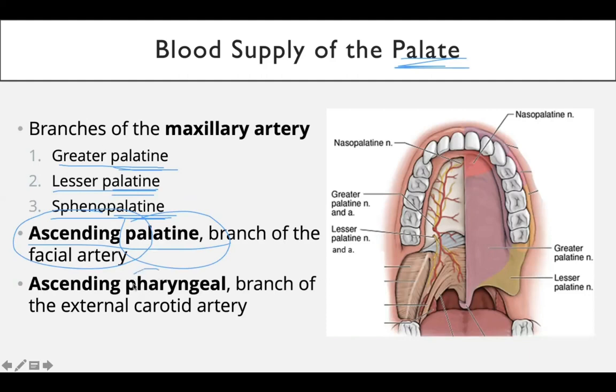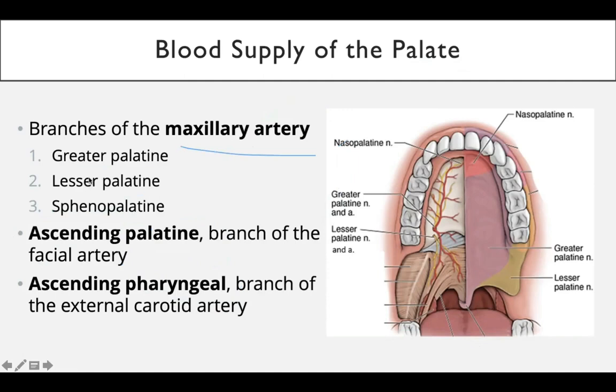And there is the pharyngeal. If here is the pharynx and here is the palate, and we need to ascend towards the palate, then there is also the ascending pharyngeal. That's how we remember. So from the maxillary artery, there is greater palatine, lesser palatine, and sphenopalatine. Then there is the ascending palatine and ascending pharyngeal. These are the 5 arteries. I hope we can remember if we revise enough times.